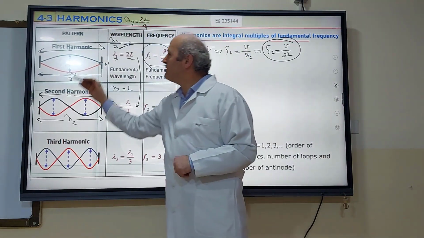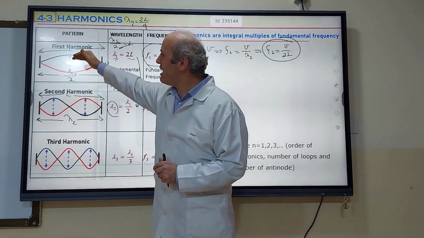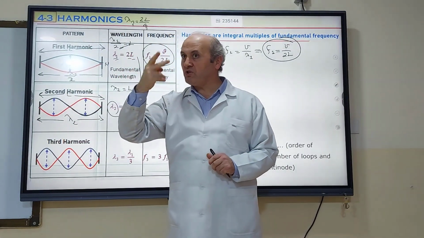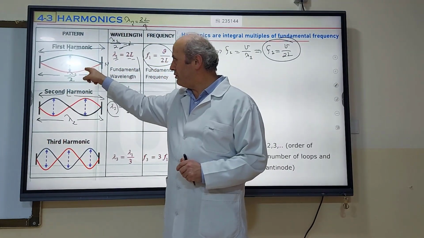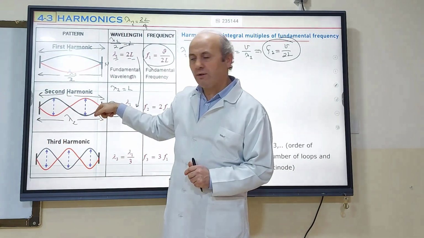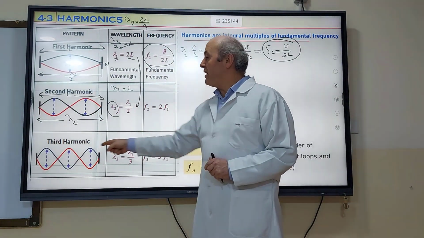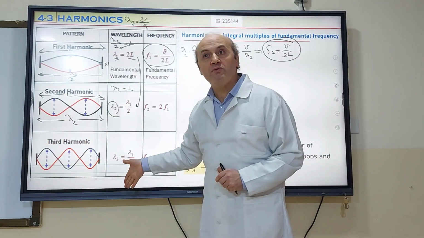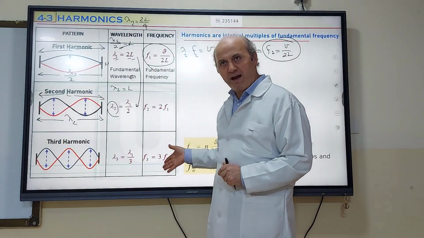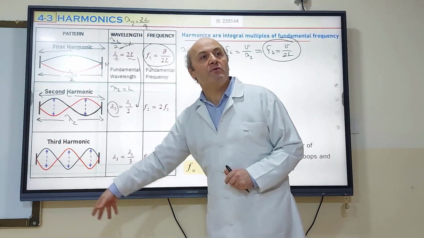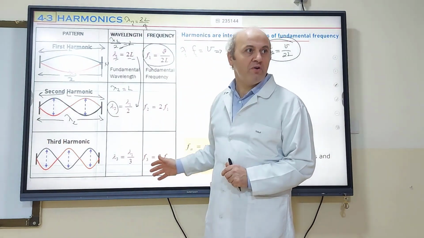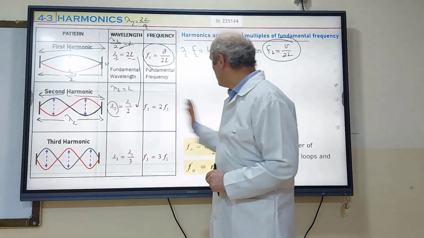And this series goes on like this. From one harmonic to the next, we always increase the number of loops by 1. 1 loop, first harmonic. 2 loops, next one. And its wavelength is lambda 1 over 2, frequency is twice. Third harmonic, lambda 1 over 3, frequency is 3 times. Fourth harmonic, lambda 1 over 4, frequency is 4 times the fundamental frequency. It goes on like this.